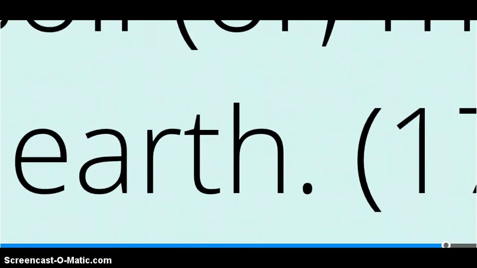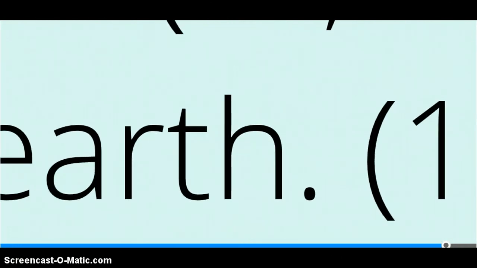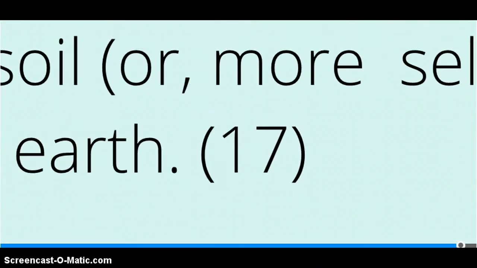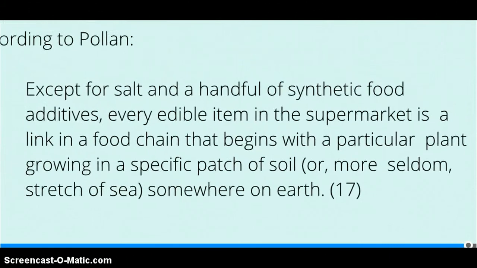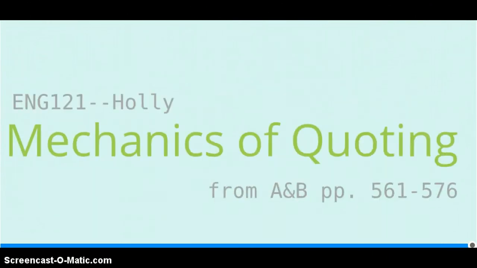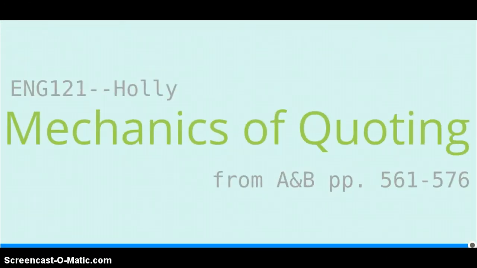In block quotes, the parenthetical citation comes after the final period, and this is the only case in MLA when it does so. Keep these rules in mind as you execute quotes in your essays.